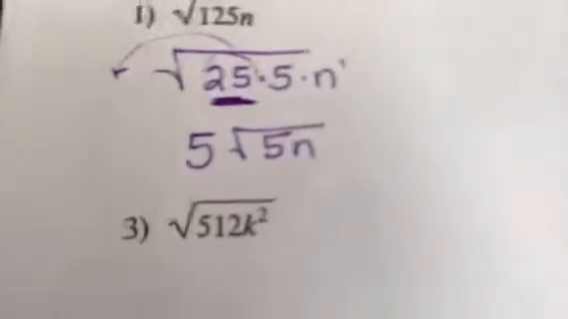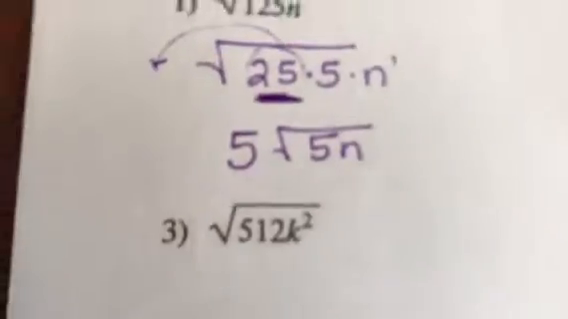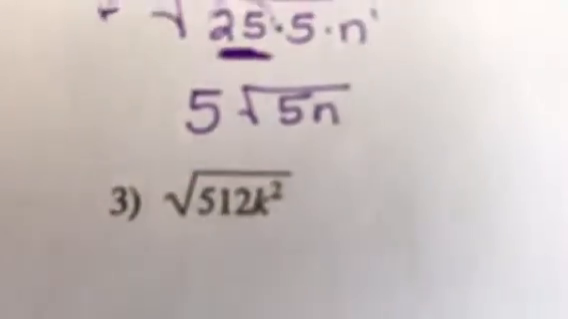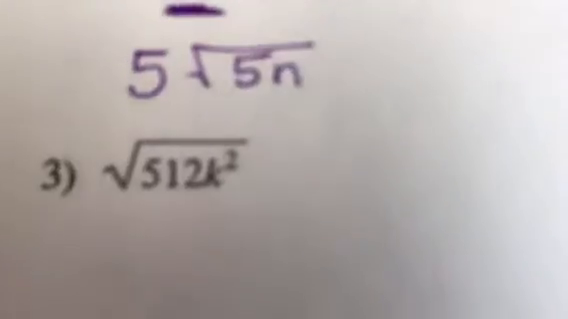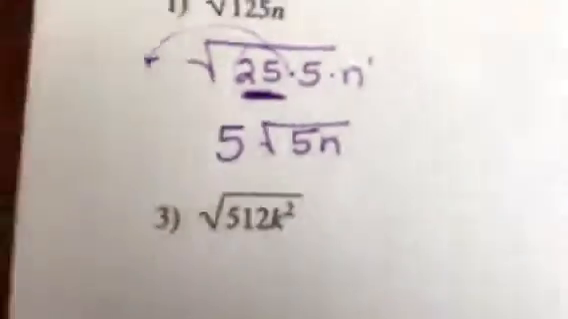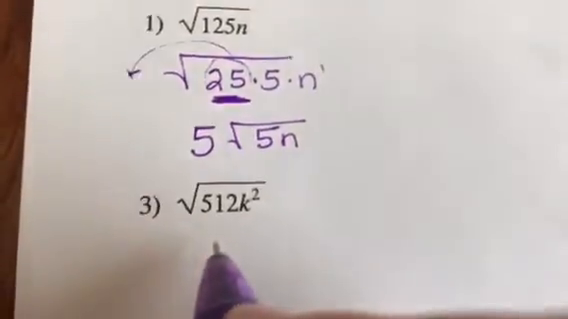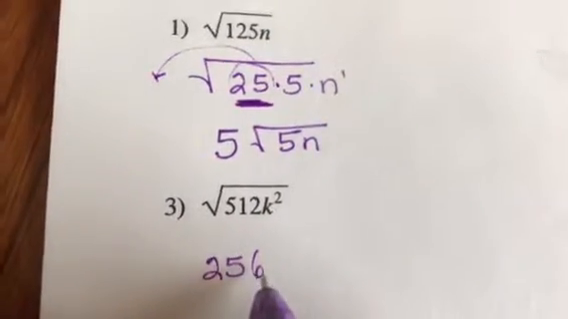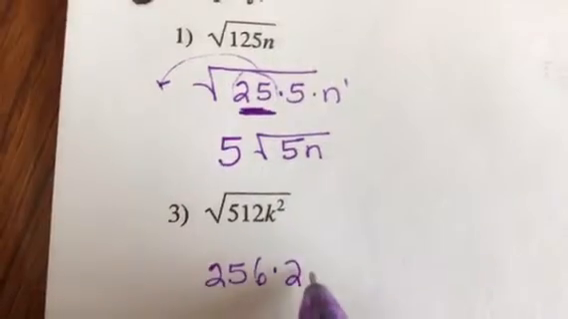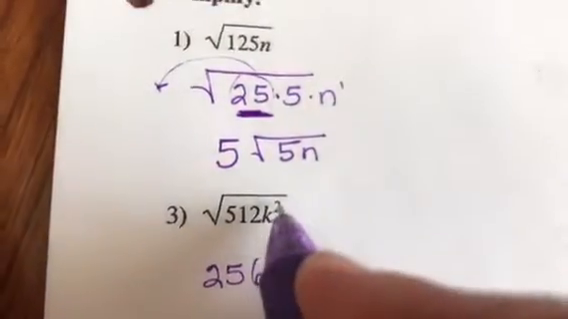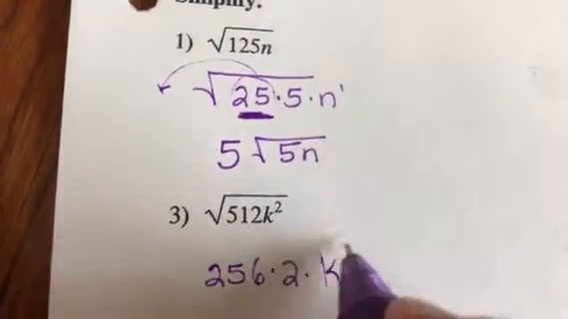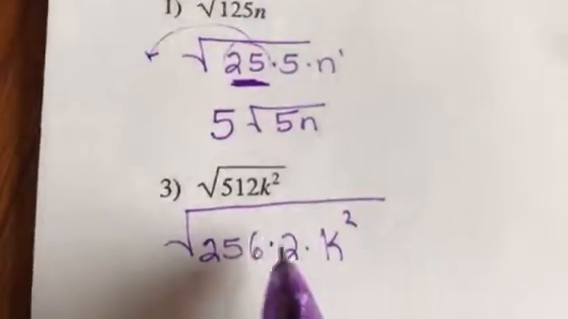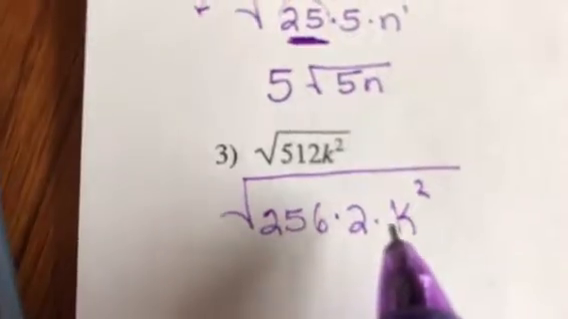Okay, let's look at this one, 512. Here's what's crazy. You're going to want to mess around until you find the perfect square. I've done this for so long, I know 256 goes in there, and 256 is a perfect square. If it takes you several tries to find it, that's okay. And this is an even exponent, so I also know he's perfect, so I don't have to do anything with him.